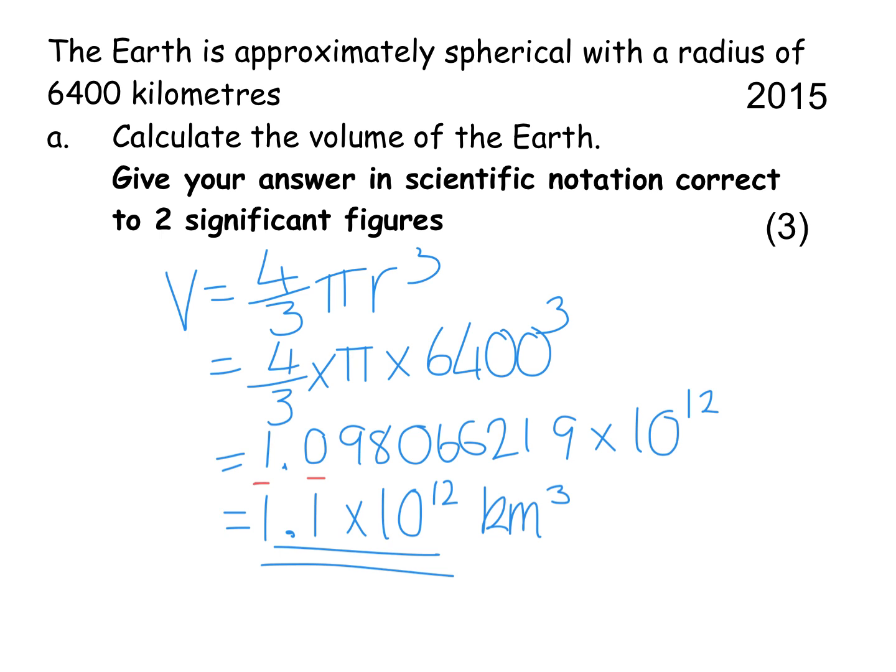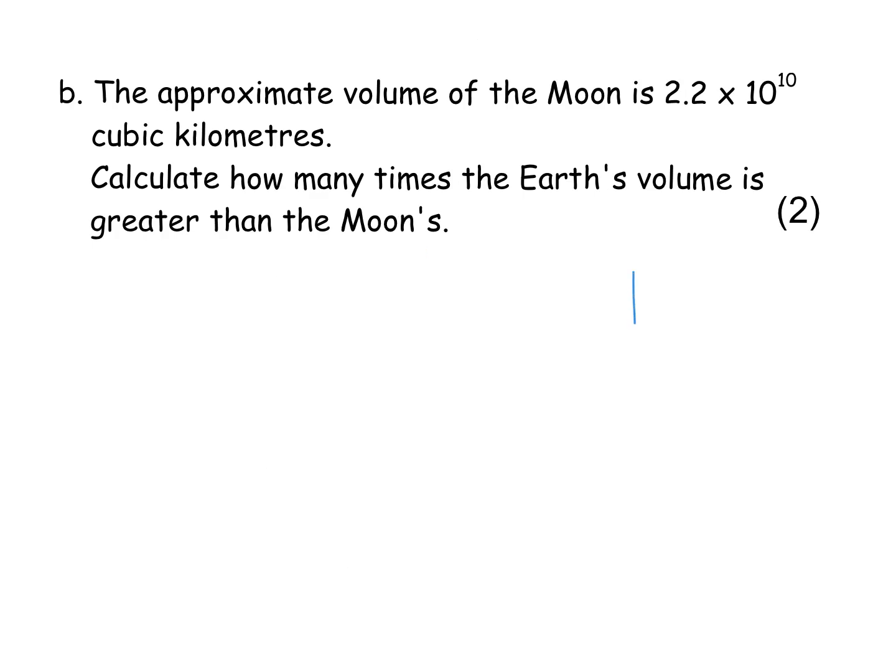All right, so that was part A. Now I need to remember this answer for part B. So I'm just going to write down that the Earth was 1.1 times 10 to the power 12 cubic kilometres. We're going to use our rounded answer. So it says the approximate volume of the moon is 2.2 times 10 to the 10. So we can see the moon's a bit smaller. They're saying calculate how many times the Earth volume is greater than the moon's.